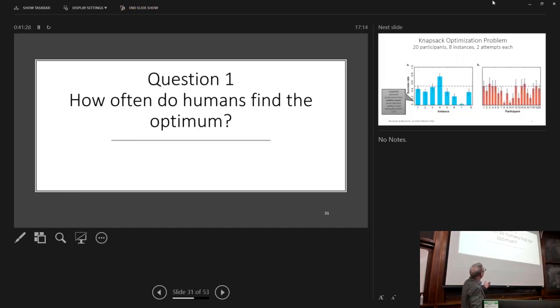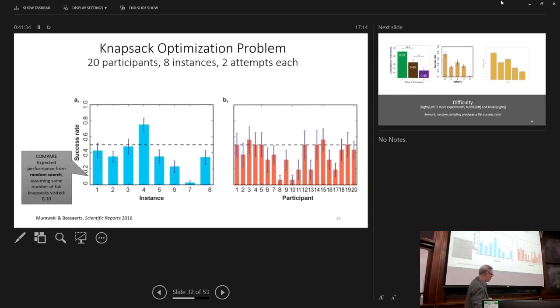All right, so question one: how often do humans find the optimum? We're talking now about really whether they can get the optimum. Here is one experiment. We have multiple experiments; this is the one we published in Scientific Reports in 2016. Here you see we have 8 instances and 20 participants. Each participant gets to solve each of these instances twice. So we start with one participant, instance 3, then we go to 6, we go back to 3, 2, etc. So we basically randomize across participants. And all these problems are like the ones that you saw before, pretty much 10 items.